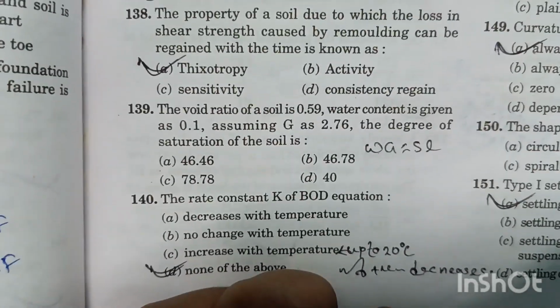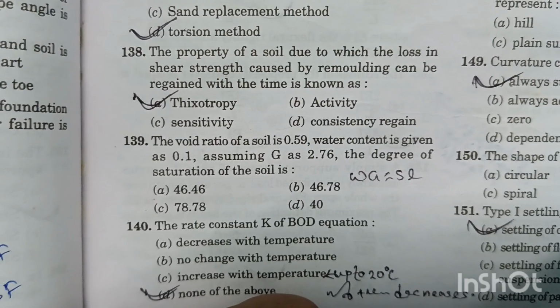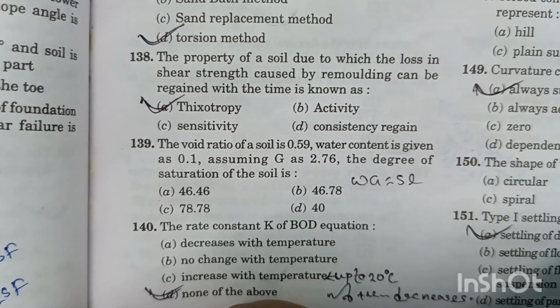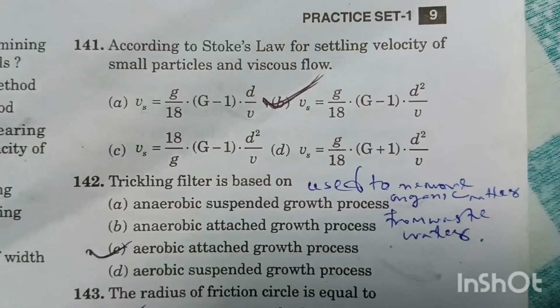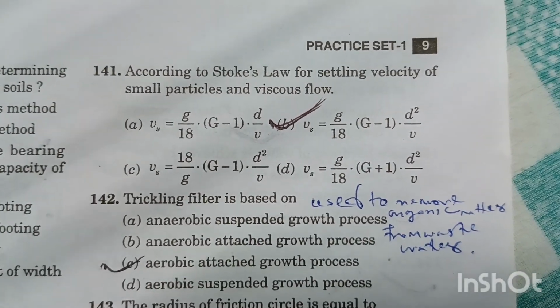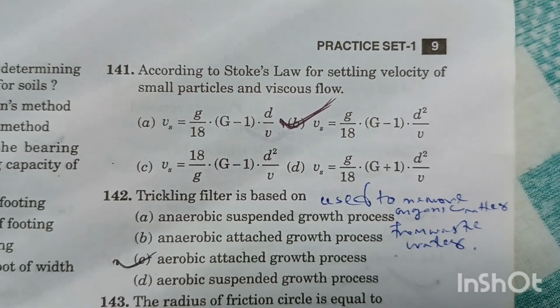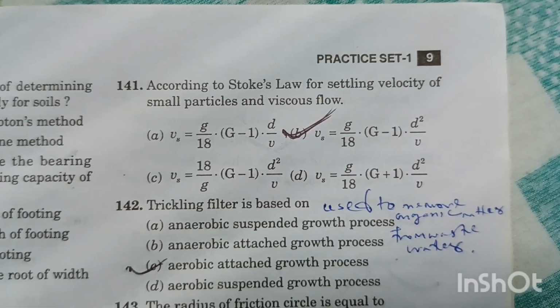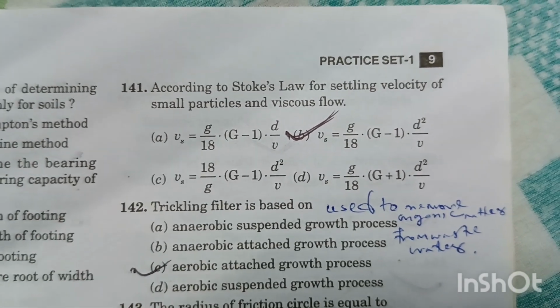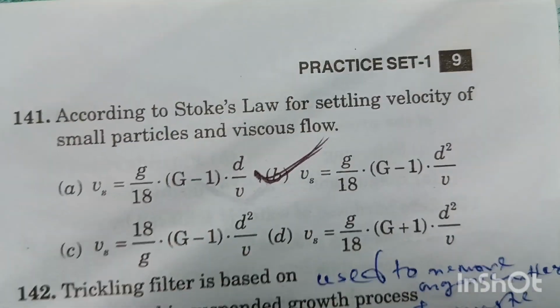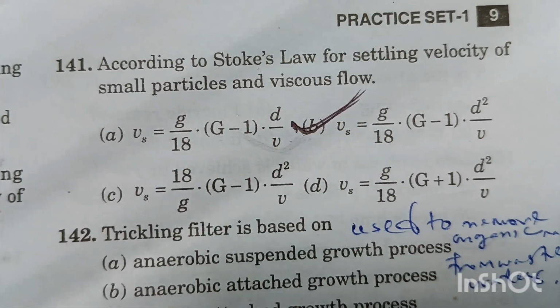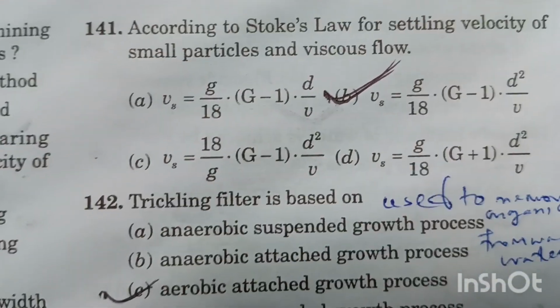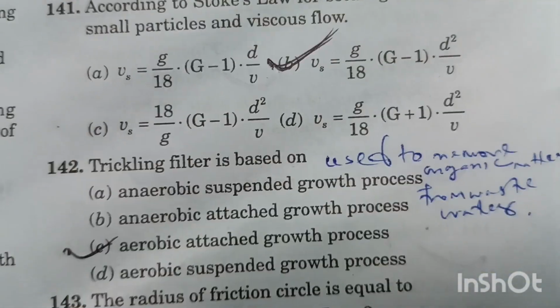Question number 140. The rate constant K of BOD equation increases with temperature up to 20 degrees Celsius and then decreases. So option D is the right answer. Question number 141. According to Stokes' law for settling velocity of small particles in viscous flow, Vs equal to g by 18 into G minus 1 into d square by mu, where g is the acceleration due to gravity and capital G is the specific gravity of the particle and small d is the diameter of the particle. And mu is the kinematic viscosity. Option B is the right answer.